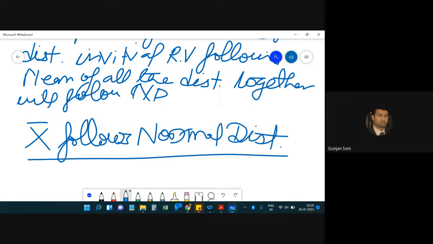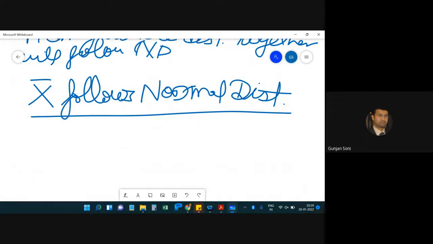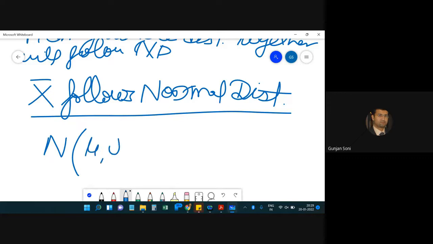X bar follows normal distribution. Any doubts? So, like in quality control, we select random samples of size n. We can model the distribution of these sample means with a probability model, which has normal distribution with mean mu and standard deviation sigma by root n.